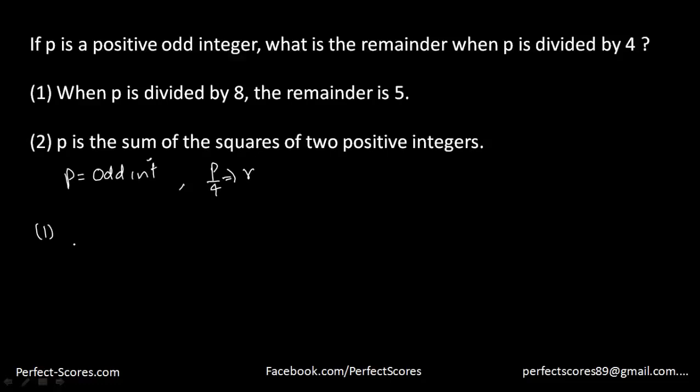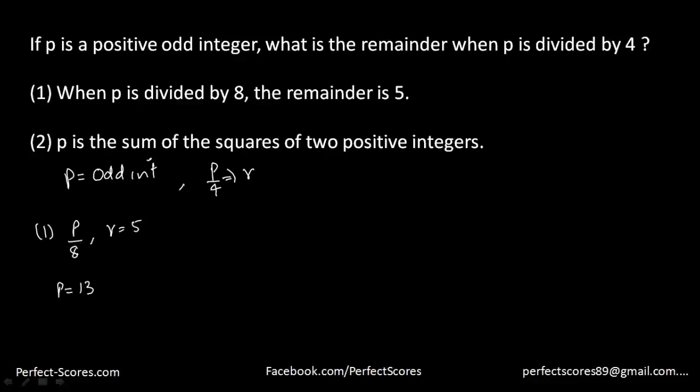The question says that when p is divided by 8, the remainder is 5. I hope you understood from the very first question, p divided by 4 will also give you the same remainder. In case you want to double check it, plug in some numbers. Let's suppose the value of p is 13. 13 divided by 8 will give you what remainder? 13 divided by 8 will give you 5 remainder. Let's check that.